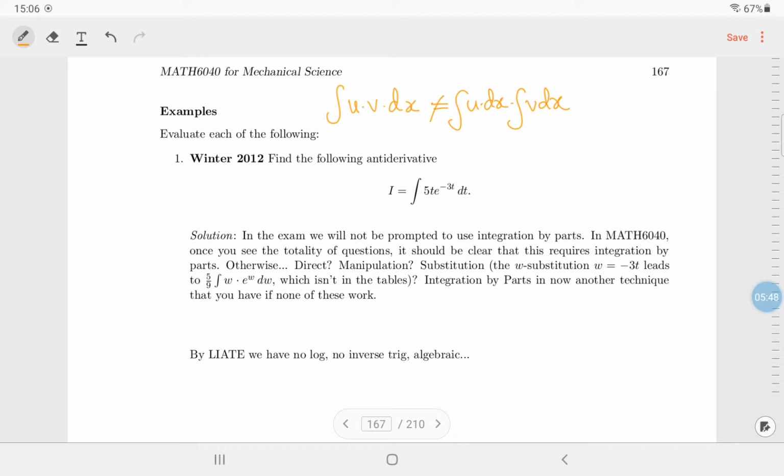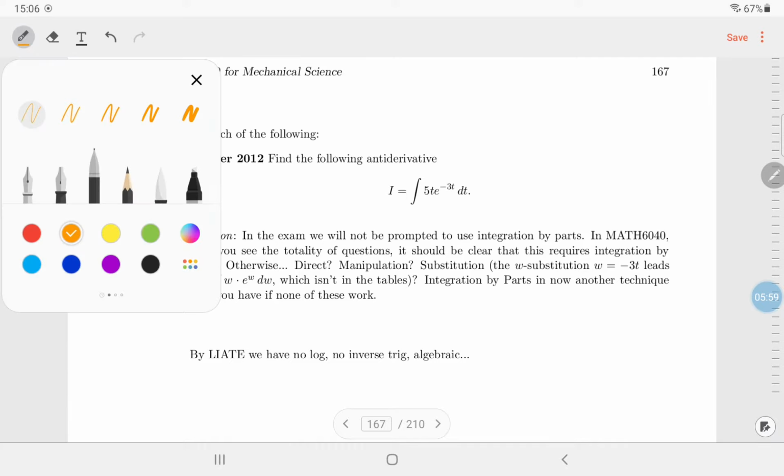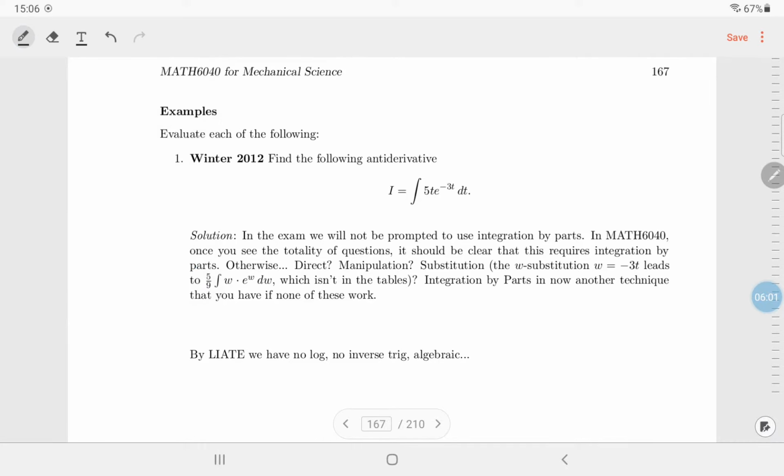You have to do a product rule. Now, unfortunately, with anti-differentiation, we don't have something that's as easy to use as the product rule. Instead, we have kind of substitution, manipulation, possibly a w substitution, possibly integration by parts. So what I'm trying to get at here is I've got 5t times e to the minus 3t.